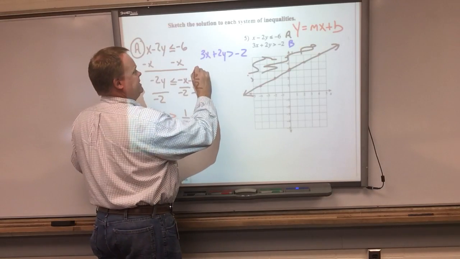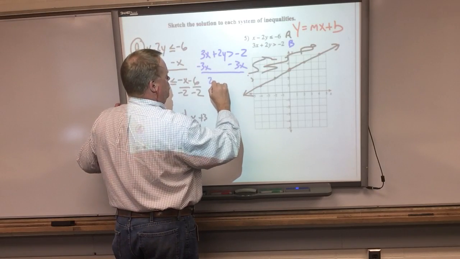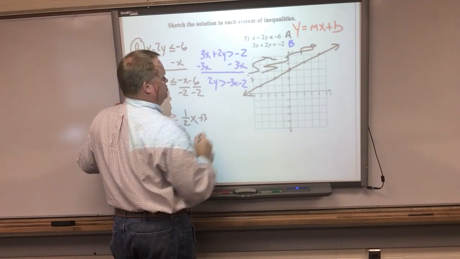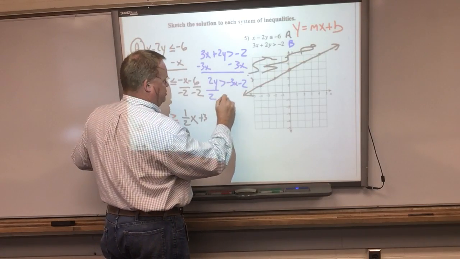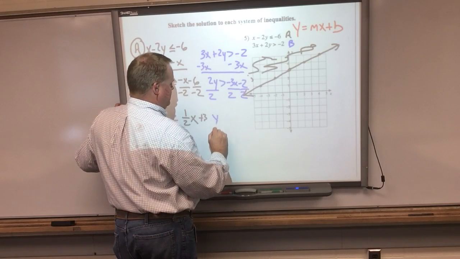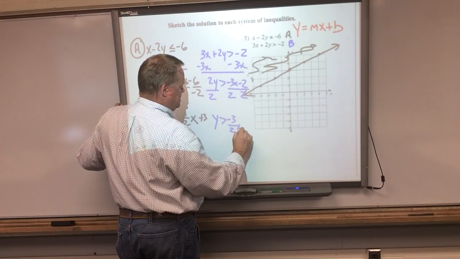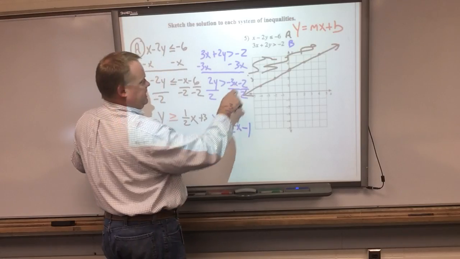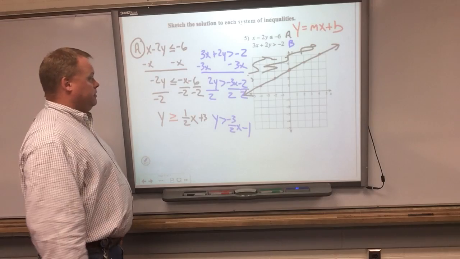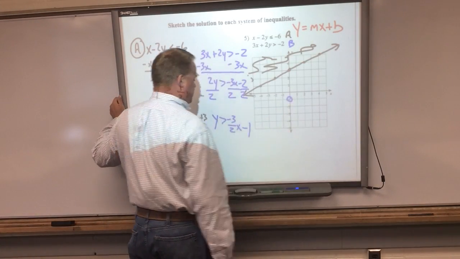Just like the other one, I need to take the x to the other side. So that leaves me 2y greater than a negative 3x minus 2. Divide by 2 across every item. That gives me y greater than a negative 3 halves x minus 1. Negative 2 divided by 2 gives me just a negative 1. From here, it is a greater than, so I'm going to have an open circle at negative 1.